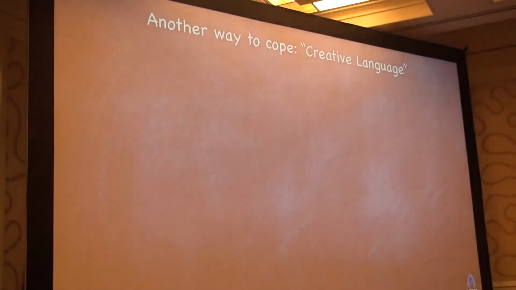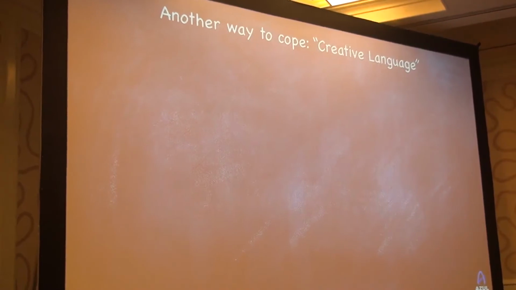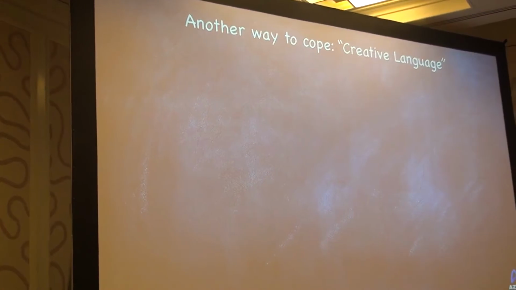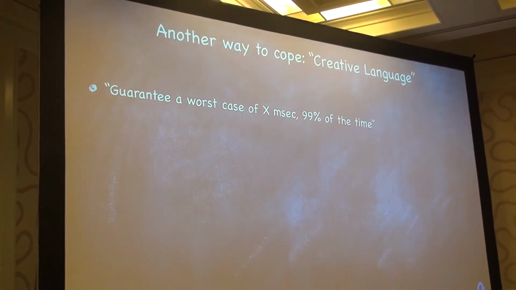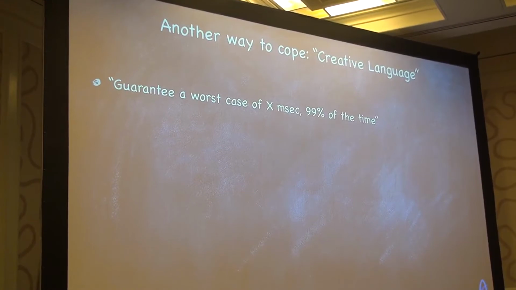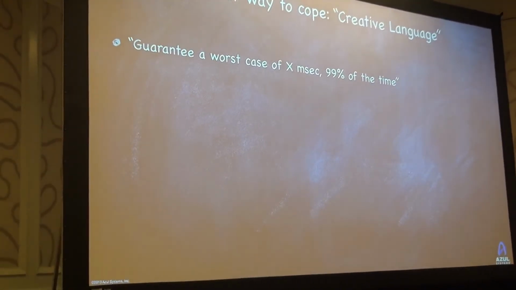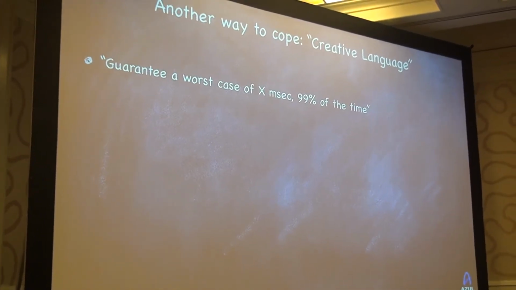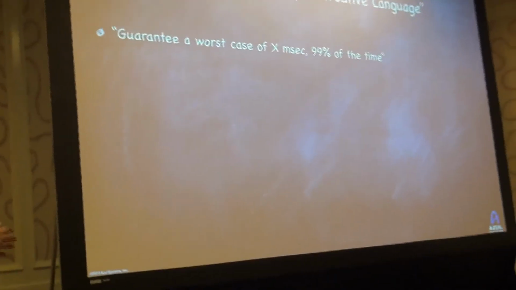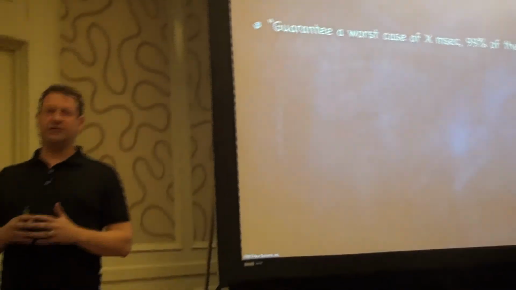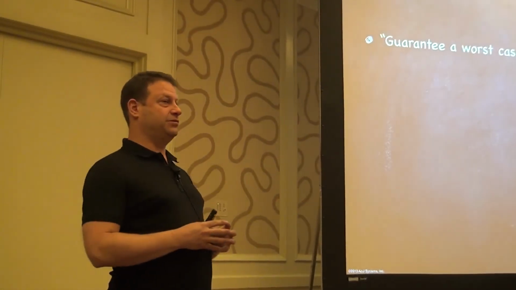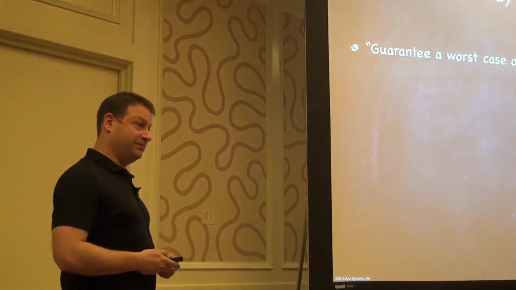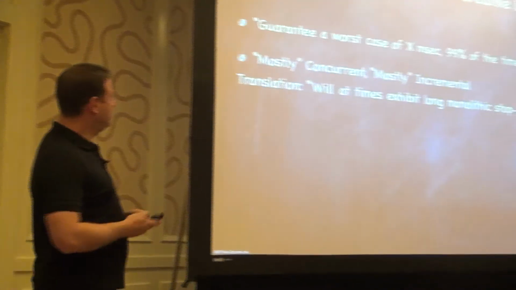There are other ways to deal with this that we see a lot of. I call this creative language. It's renaming the problem to make it feel better. This is a really good example of that in practice, with an actual guarantee from a JVM. They will guarantee a worst case of 5 milliseconds 99% of the time. Marketing hooks are amazing. I'll point out that 1% of an hour is 36 seconds. And if I'm in a low latency world, I'm allowed to stop the world for 36 milliseconds, 1,000 times a second. I've still met my guarantee. 1,000 times an hour.